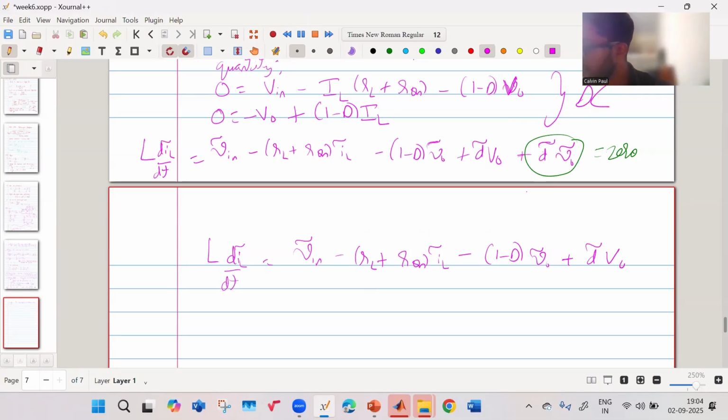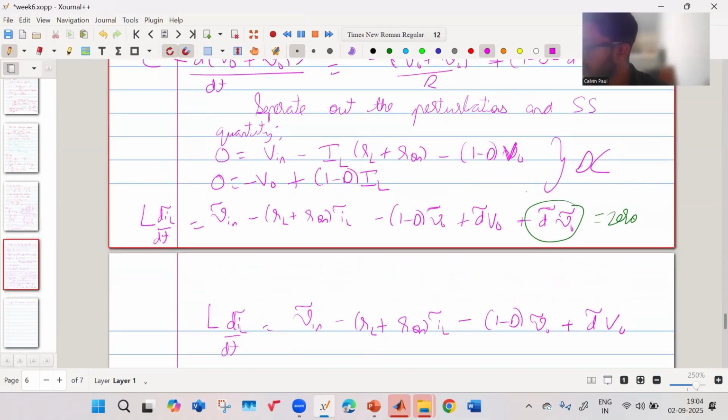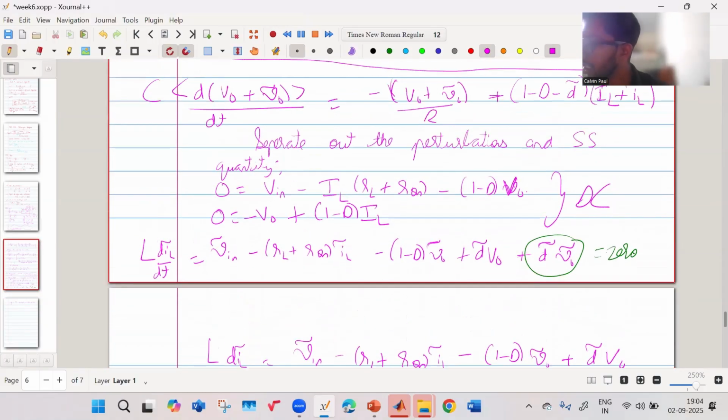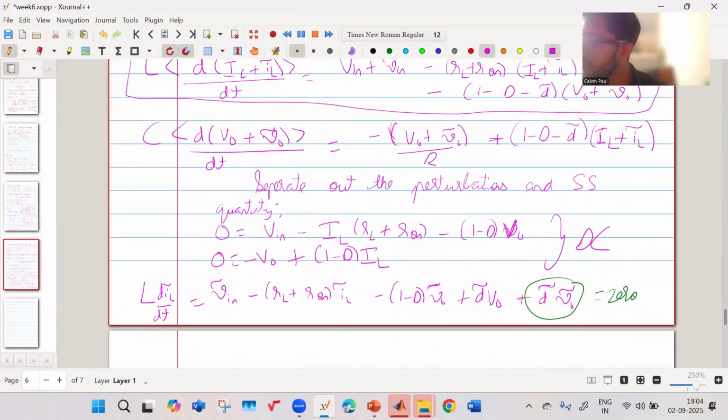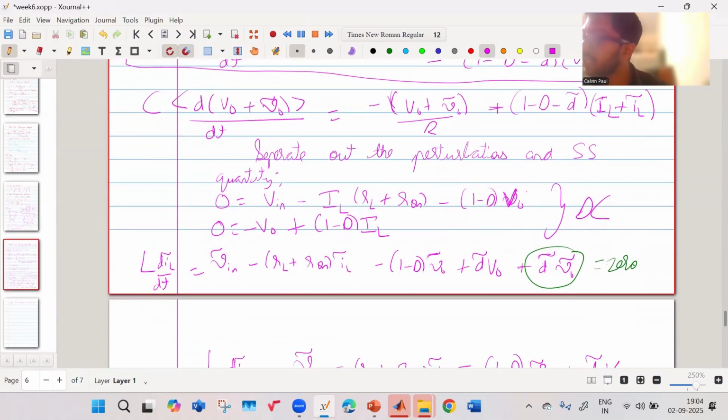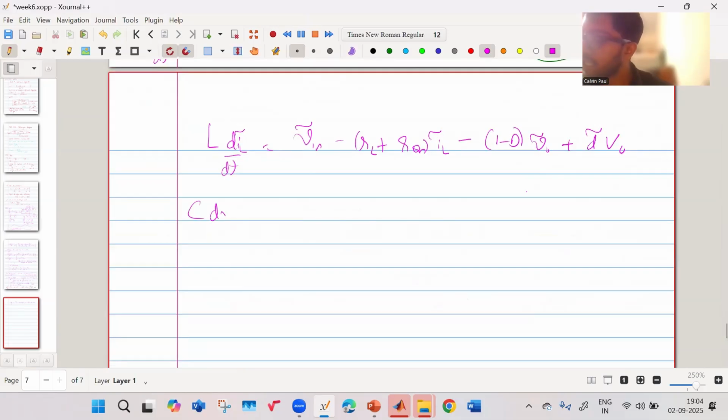Next, we have to be concerned about the capacitor equation, right? The capacitor one is fairly simple. So we get C dV_0 perturbed/dt, that is equal to minus V_0 perturbed over R plus (1 minus D) into I_L perturbed minus D perturbed into I_L. Okay, these are the equations for the capacitor current dynamics. So we have got these equations.